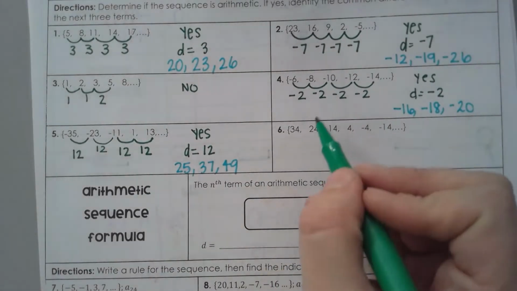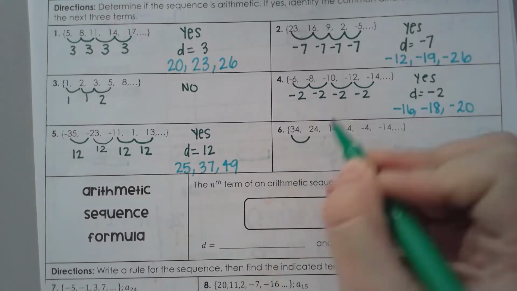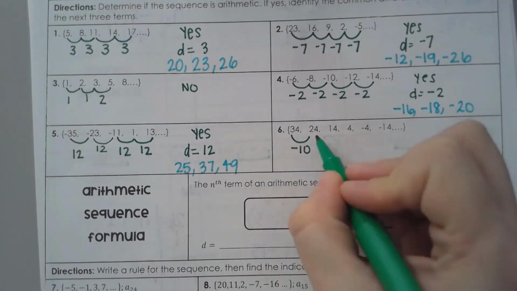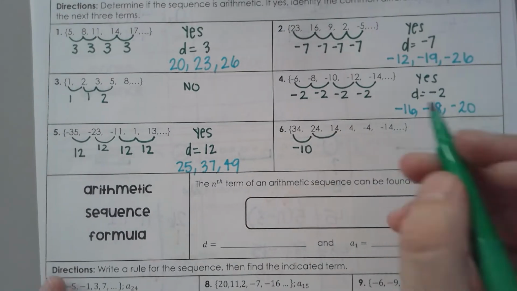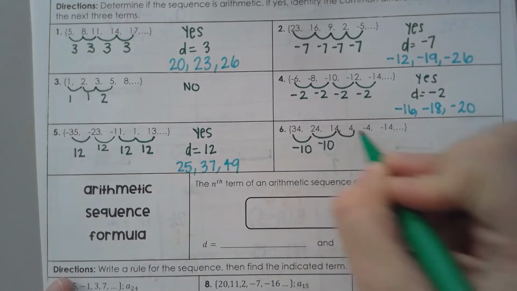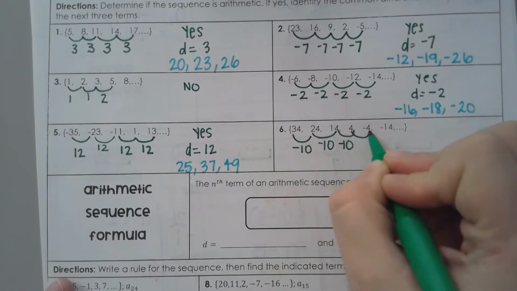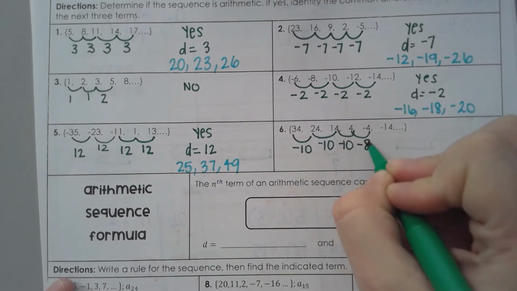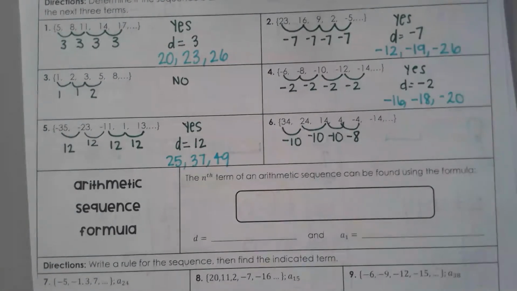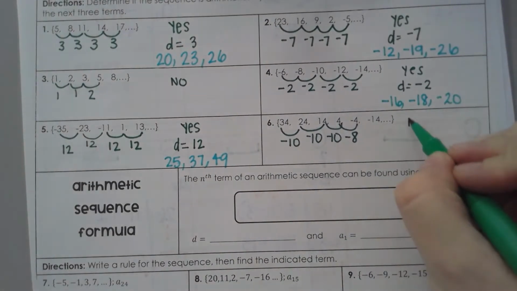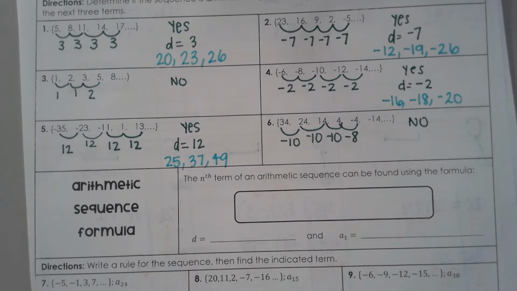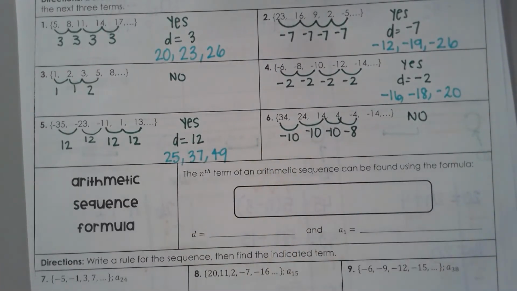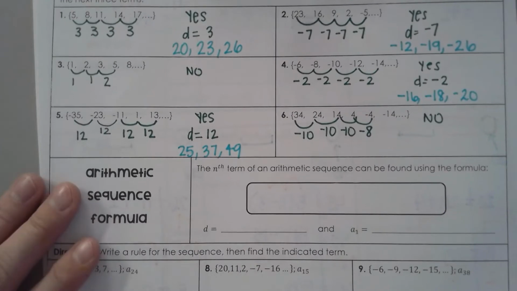Okay. So from 34 to 24, it is -10. 24 to 14, is that -10? 14 to 4? 4 to -4? No, what is that? -8. So did this stay the same all the way across? No. Just to -14. So it would have to be the same number all the way across. So it's a no. Are there any questions on that?